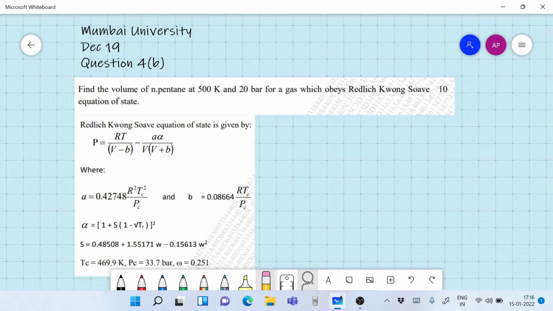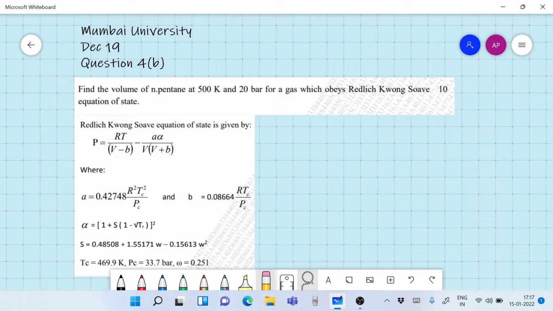Today we'll be taking up an interesting problem. Now this problem is on your screen and it might appear a bit big, but it can be solved quickly. This problem has come in Mumbai University December 19th. It's question number 4B and it's for 10 marks.